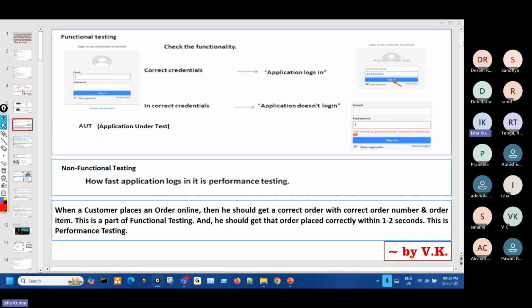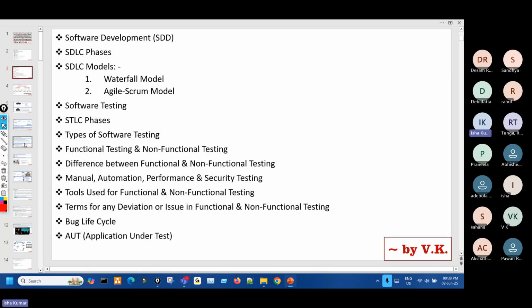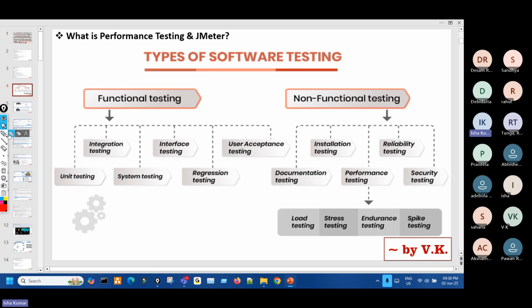performance. So that is where we have functional and non-functional. In functional, the ways to do it are manual and automation. In non-functional, we have performance and security, and the two are totally different things. We will be talking about them. These are the types of functional testing, and the ways through which we can achieve it are manual and automation. Again, we will talk about manual and automation also.